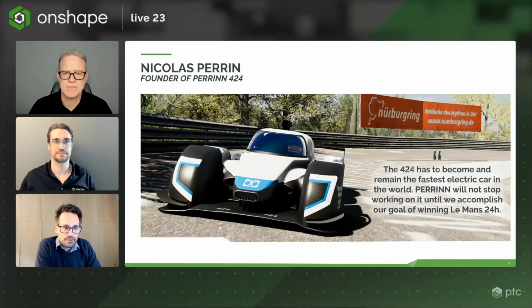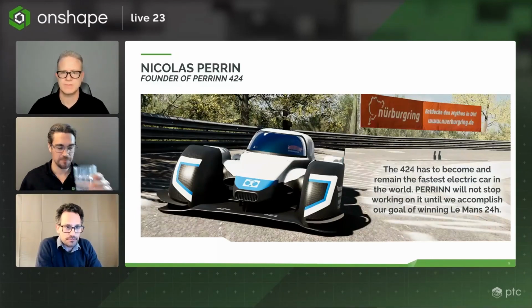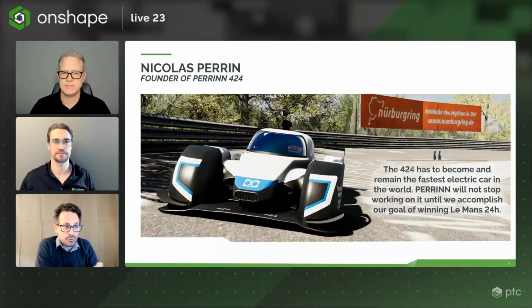Short term, the mission for 424 is to go and set a new lap record at the Nürburgring in Germany, and show that our team can compete against established organizations like Porsche. Porsche, indeed, set the current lap record 5 years ago with their 919 Hybrid. And with the 424, we are going after them.